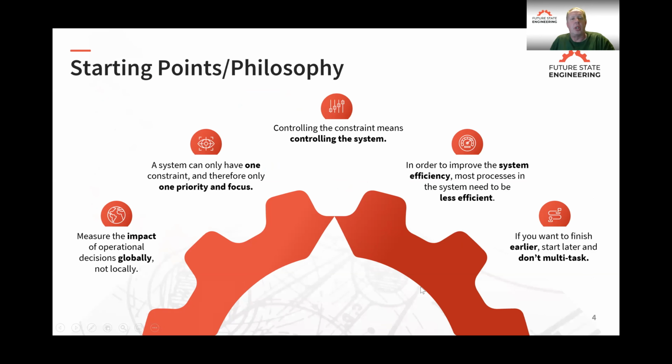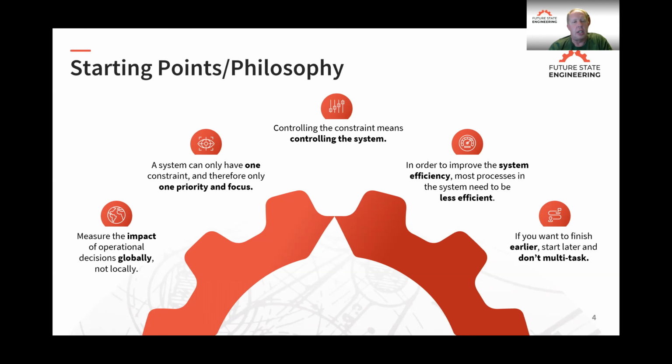Some of our starting points and philosophies are based on three principles. One is theory of constraints, the other one is lean principles, and the third one is total quality management principles. So the first starting point here is that when we measure performance of an organization, we don't want to look at measuring the impact of departments individually, right? We want to look at measuring the impact of actions on the global impact of the company. So we're trying to break down the barriers between functions.